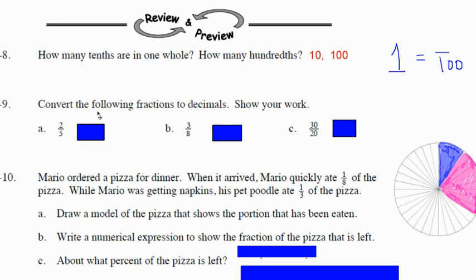Here they want you to convert these to decimals and show your work. Now, as far as showing your work goes, I'm okay if you use a calculator, but I want to see what you put into the calculator. So for A, it would be 2 divided by 5. If you were going to do it in terms of long division, you would show it like this, 2 divided by 5.